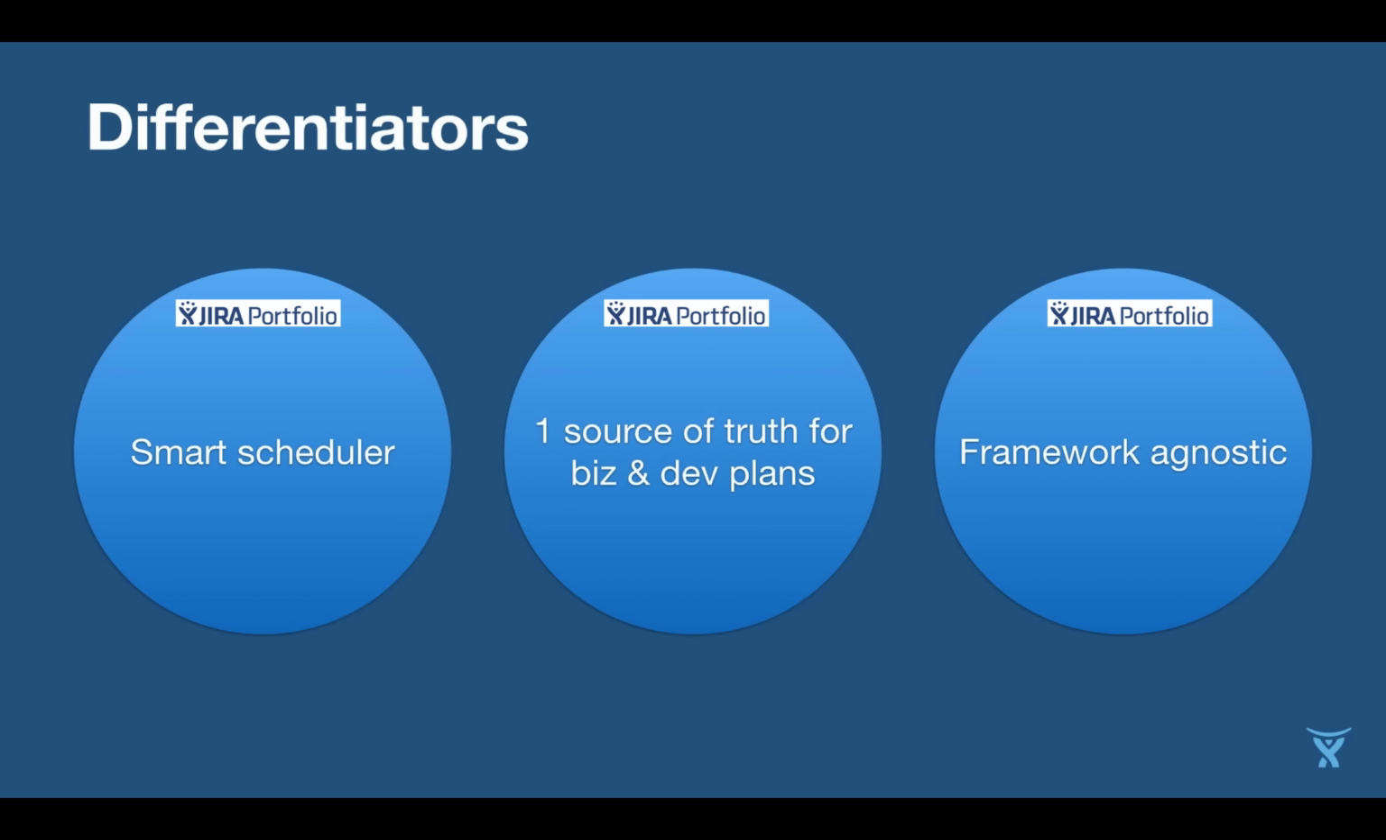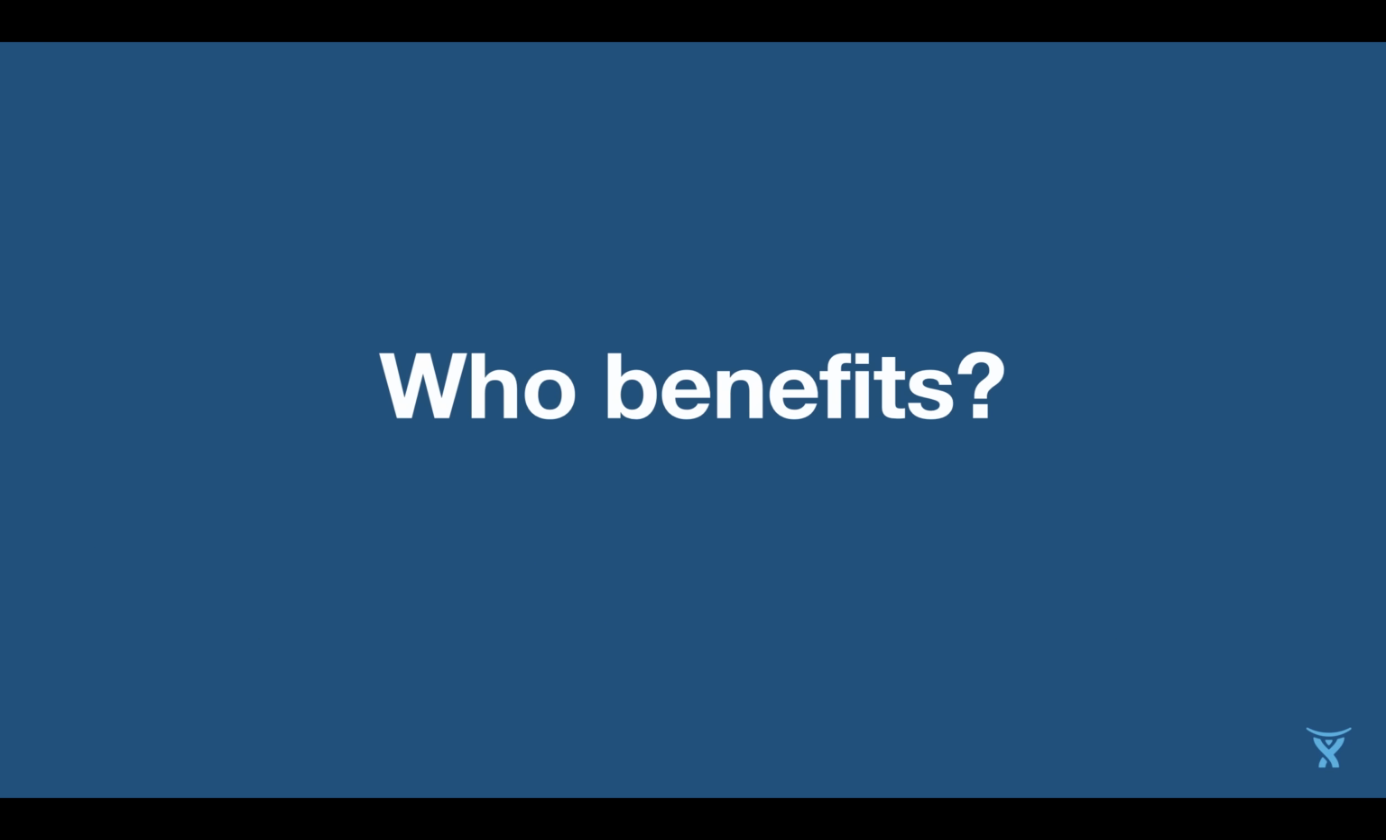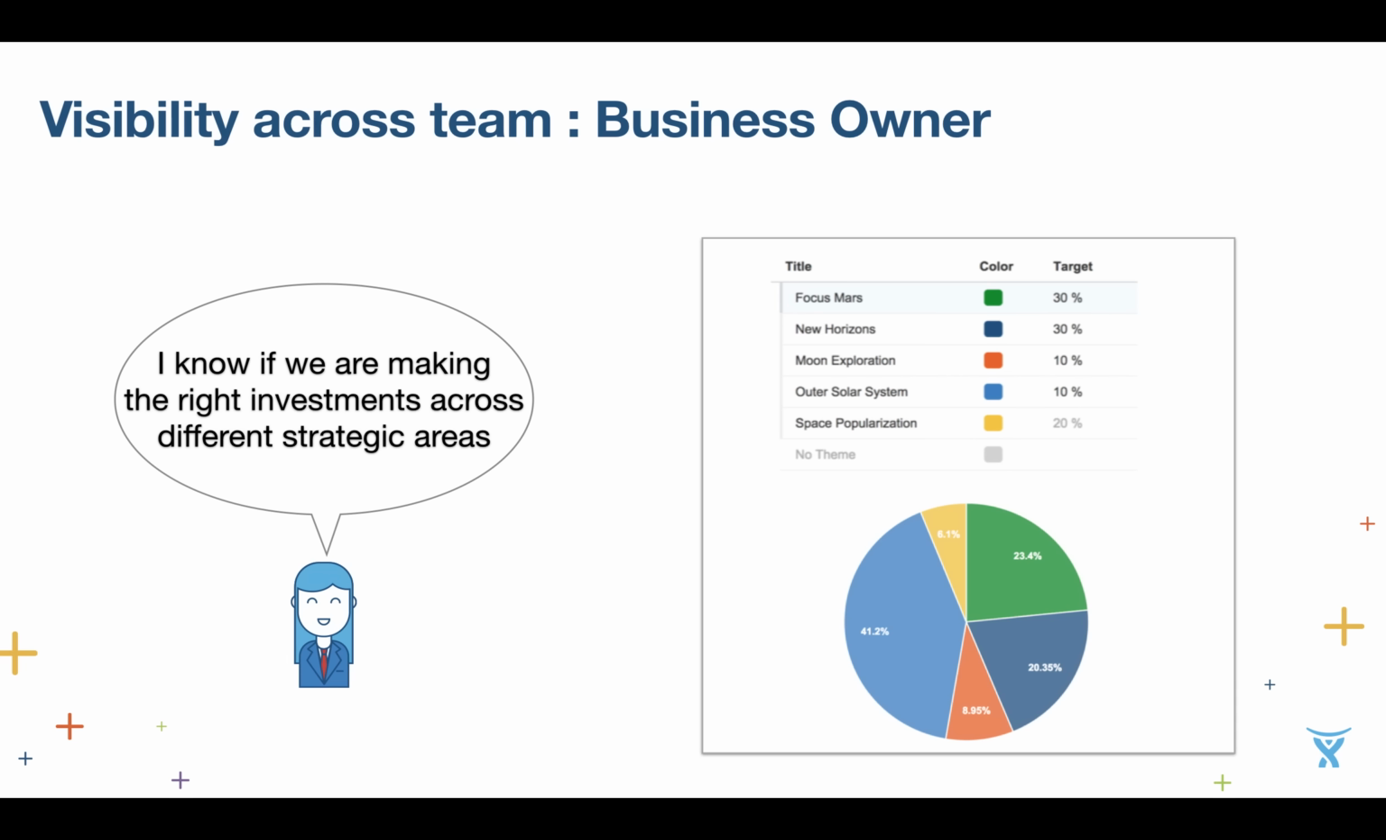The other major feature it has is it acts as the single source of truth for both business and development plans. It brings together both of these aspects. And it is also framework agnostic. What that means is it does not assume that the team is used to working in a particular kind of agile way or in a fixed kind of schedule. It accommodates for all kinds of schedule, whether it's on a daily basis or in the form of 2 weekly sprints. So who exactly benefits from Jira Portfolio?